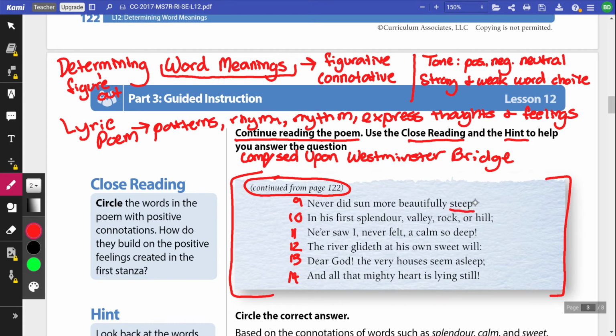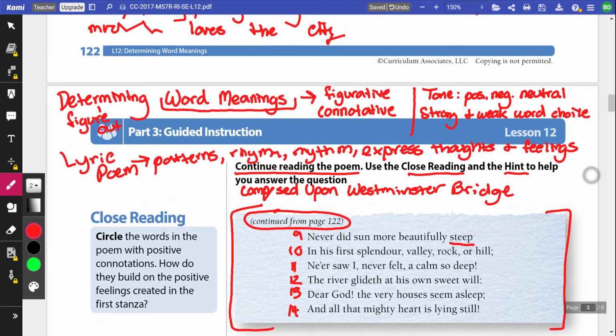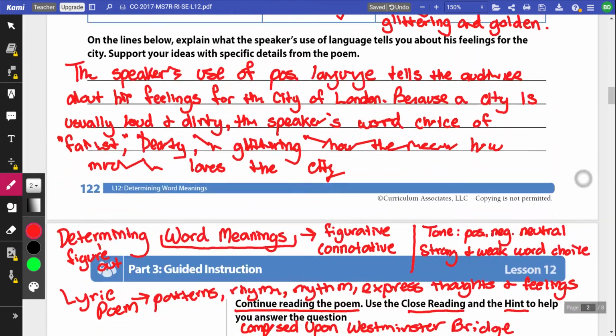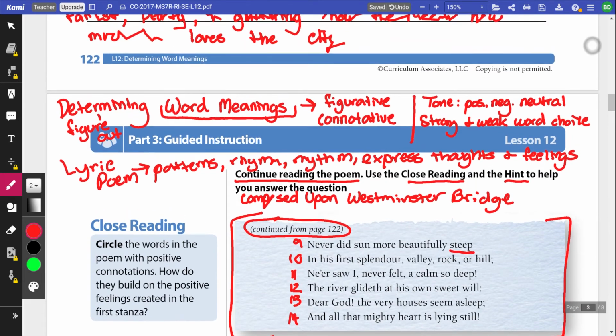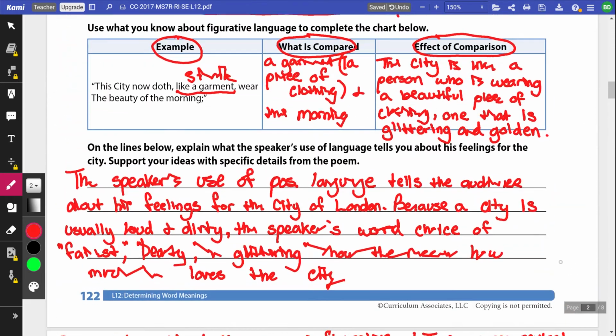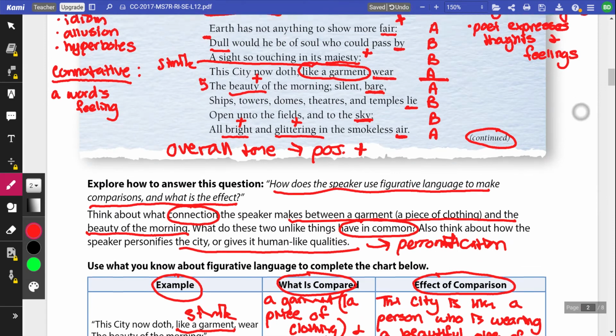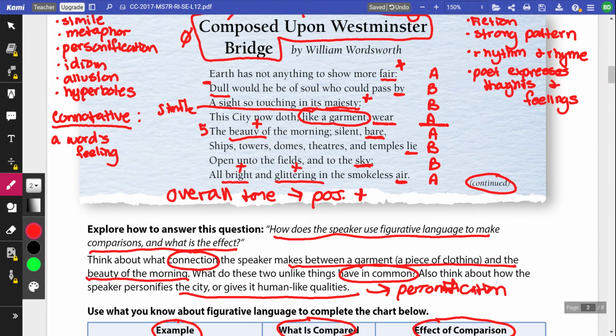Well, since this is a continuation of a poem, we need to go back up to the section we looked at yesterday and make sure that steep doesn't rhyme with any of the words we looked at for our rhyme scheme yesterday. So let's look back. Does steep rhyme with fair? No. By? No. Majesty? No. Where? Hmm. Steep, bare, those don't rhyme. Steep, lie, those don't rhyme either. Sky, air. So it rhymes with none of the words at the end of the lines from yesterday.